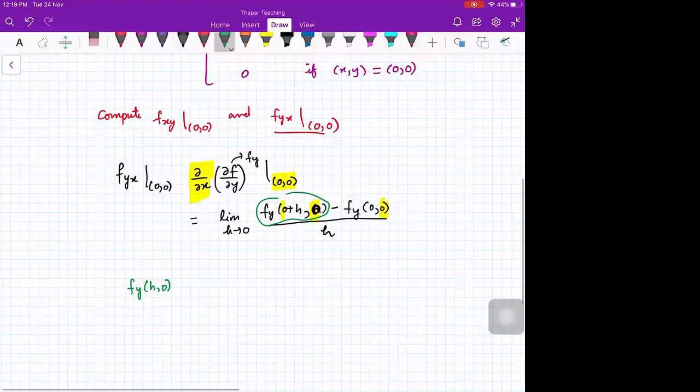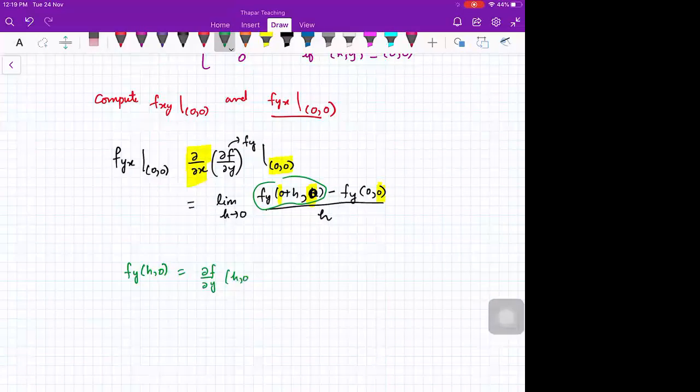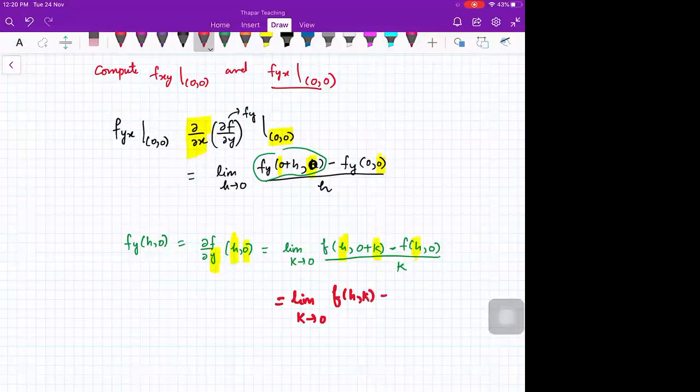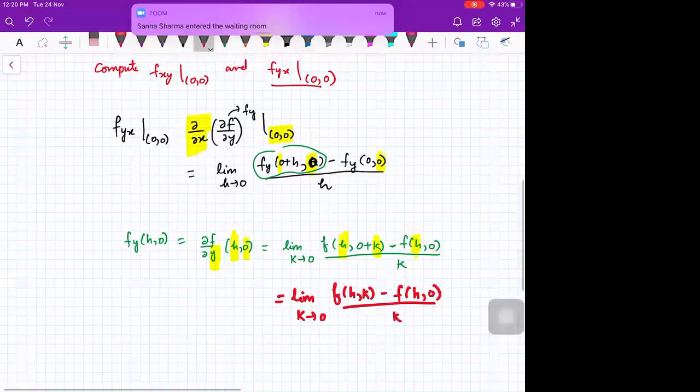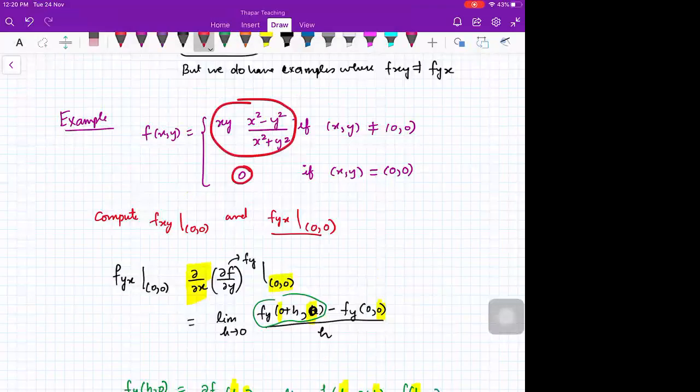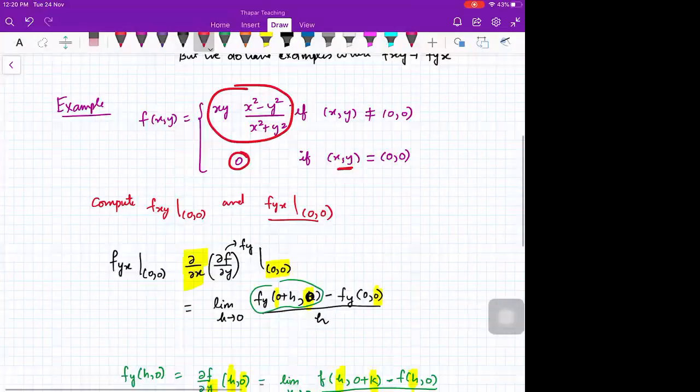This is ∂f/∂y at (h,0). So that by definition is limit k going to 0 of [f(h, 0+k) − f(h,0)]/k. You see, here this h you treat as a constant because you have to differentiate with respect to y. So you will increase the y coordinate, which is 0 here, by k, and the x coordinate is fixed. Whatever is here, this is h, so you are keeping it fixed. So now this is equal to limit k going to 0 of [f(h,k) − f(h,0)]/k. Now, by definition of the function, this is f(h,k), and h comma 0 is also from here because x, y both are not 0. So you will use this function definition.